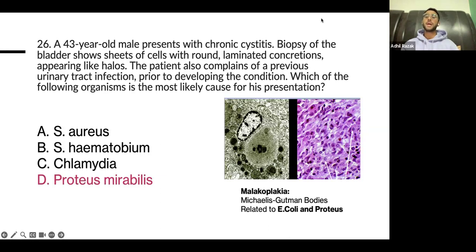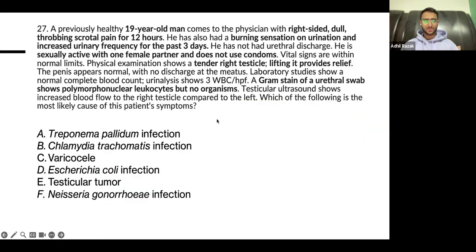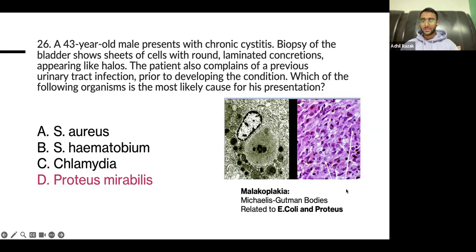What we're seeing here is malakoplakia. And the little round laminated concretions appearing like halos, these sheets, are the Michaelis-Gutmann bodies. Funky business. Anyways, yeah, that's what they are. The Michaelis-Gutmann bodies are what look like these halo thingies. And in patients with previous Proteus or E. coli infection, if they present like this, this particular type of chronic cystitis is malakoplakia.